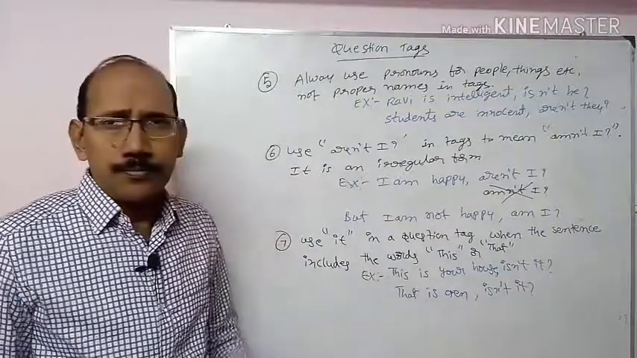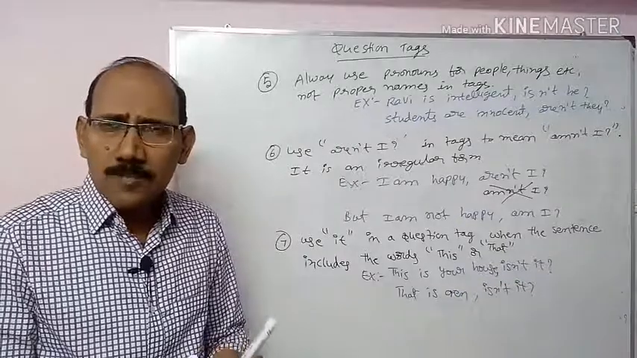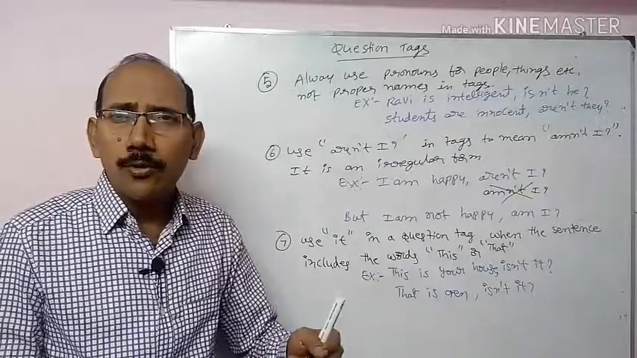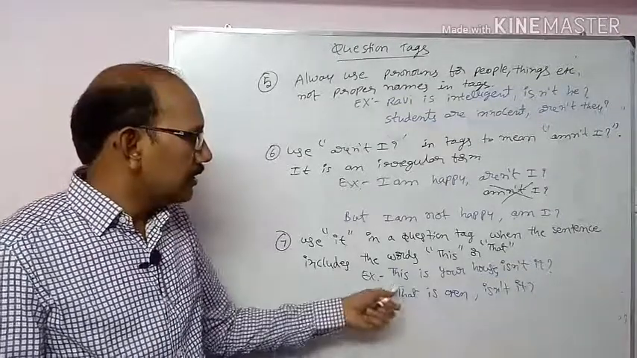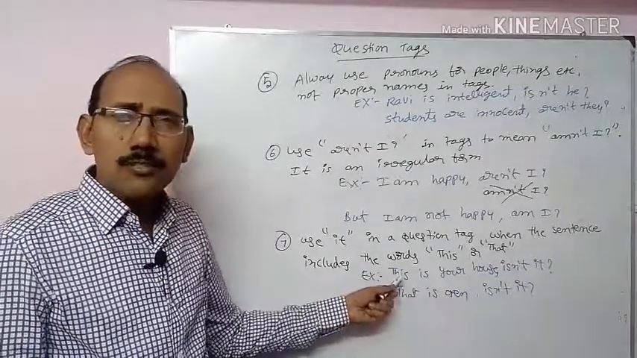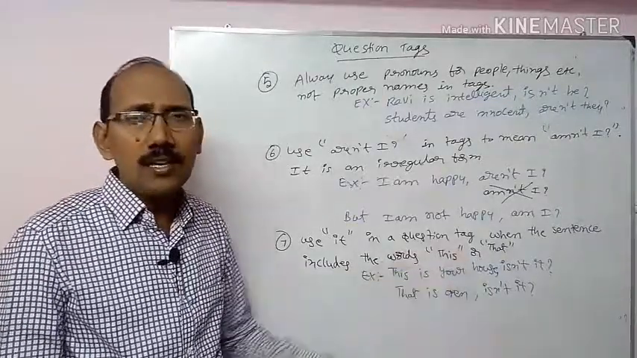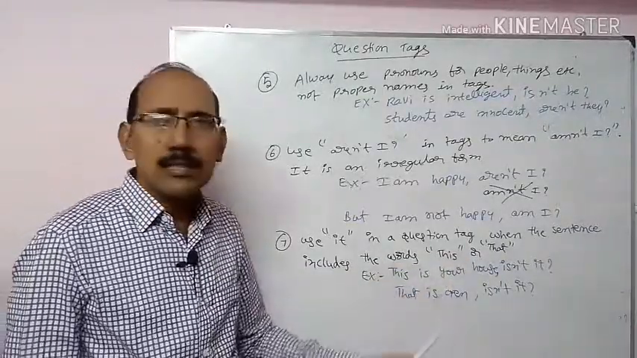Look at the next one. That is open. Here "that" is mentioned at the beginning of a statement. It is a positive statement, so we have to use a negative tag. But whenever there is a sentence starting with this or that, we have to use only "it" in the tag. That is open. Isn't it?